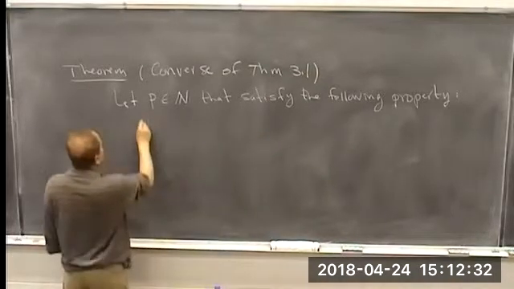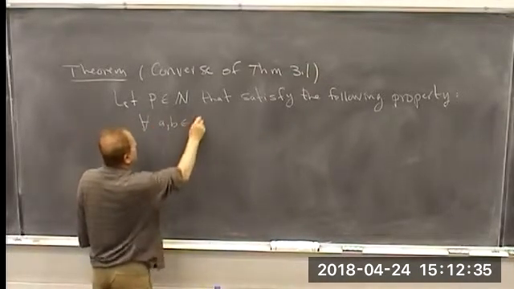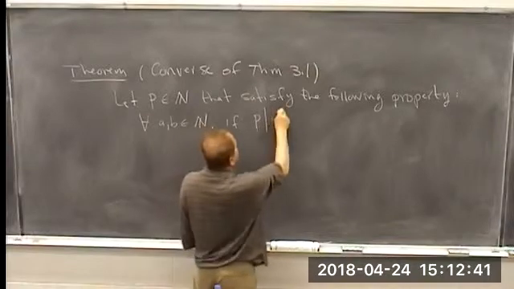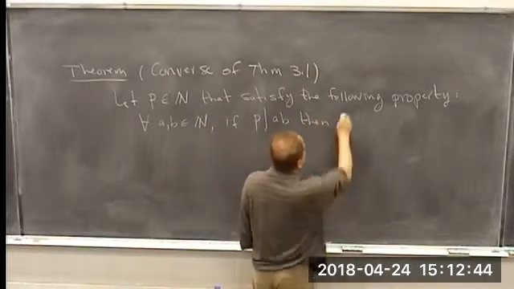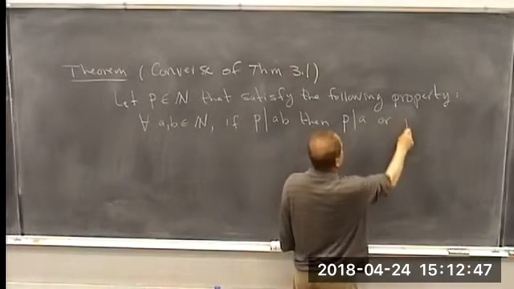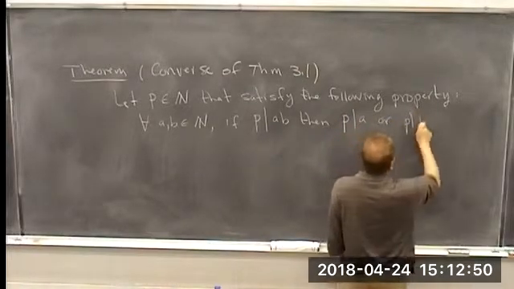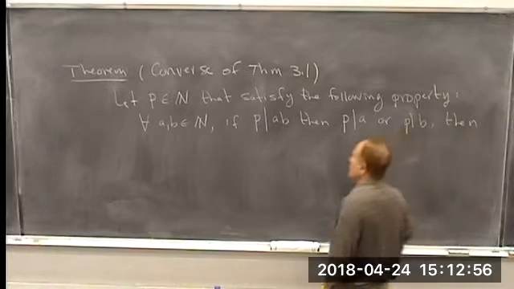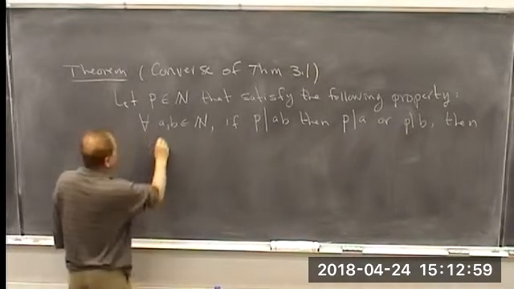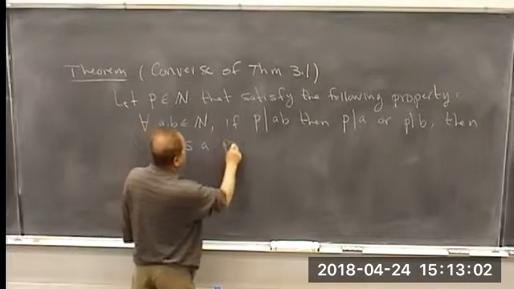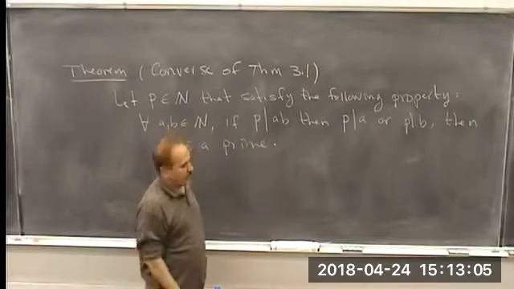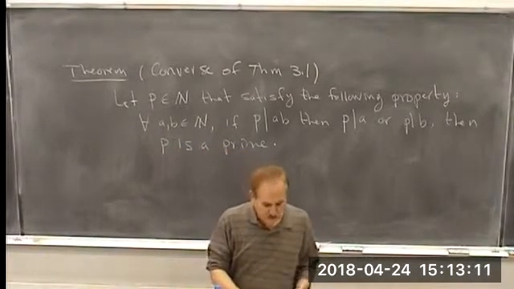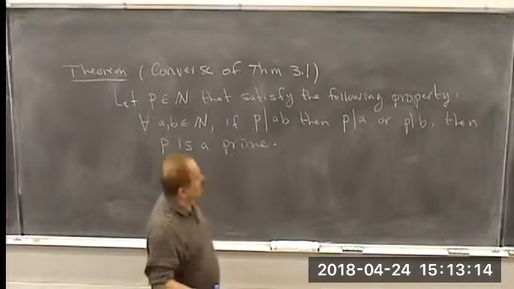For every A, B, and N, if B divides AB, then B divides A, or B divides B. So if this is the case, then P is a prime. All right. Later on, we're going to put all of these into one theorem. And we're going to do this one by contradiction.